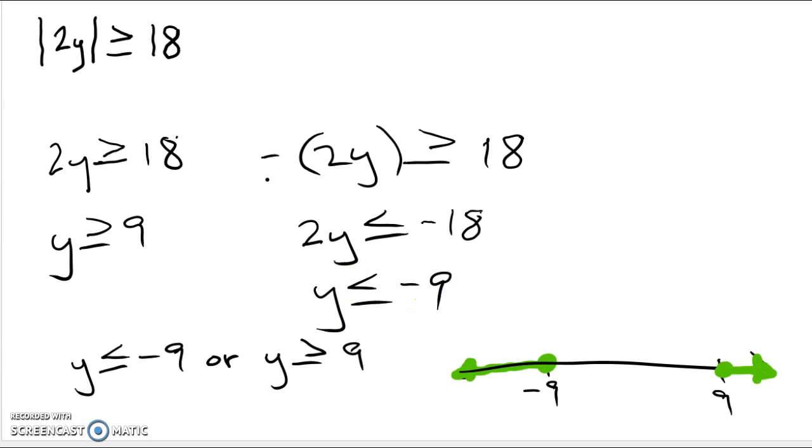The way you'll be writing the answer is like this, with an "or" to show that these aren't connected on the number line. So y is less than or equal to -9 is right here. I wrote it right here. And y is greater than or equal to 9, which I showed right here.